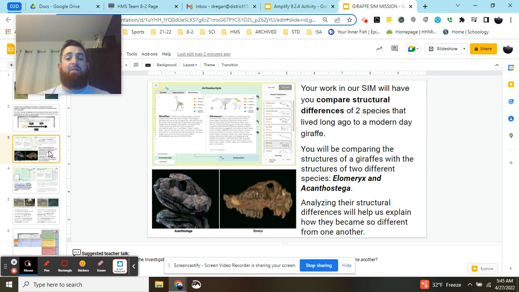So your work in the sim will have you comparing the structural differences of two species that lived long ago to a modern day giraffe. So we're doing a giraffe compared to two different species. You'll be comparing the structures of a giraffe with the structures of these two species, Elomirx and Acanthostega. And as you compare those fossils, you're going to be analyzing their structural differences to help you explain how did they become so different over that evolutionary time.